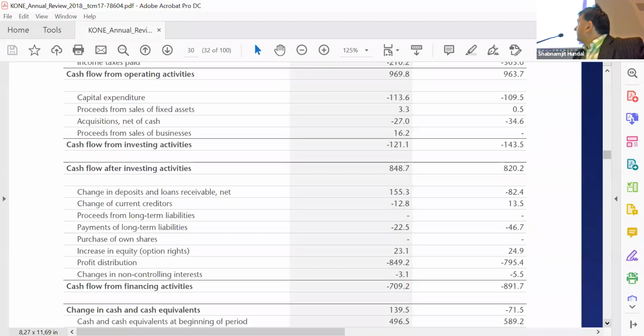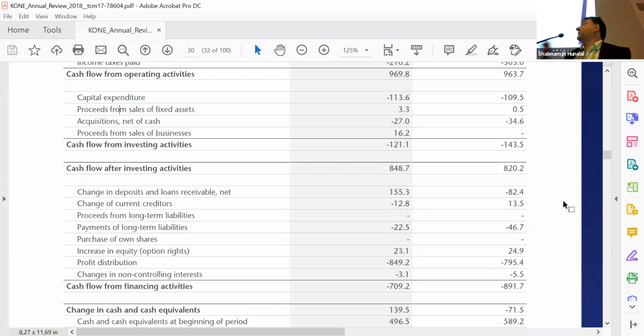And what is 849.2? Profit distribution. Yes, profit distribution. First of all, what is profit distribution and why is the sign negative? I want you to answer this. Please tell me, what is profit distribution? And secondly, why is the sign negative? And I can give you a hint that I'm not surprised. It's normal.